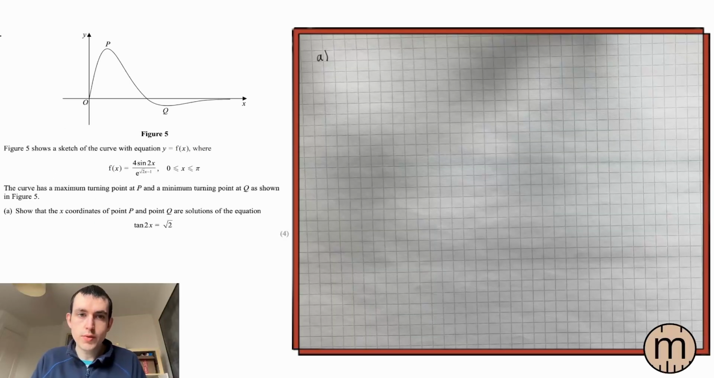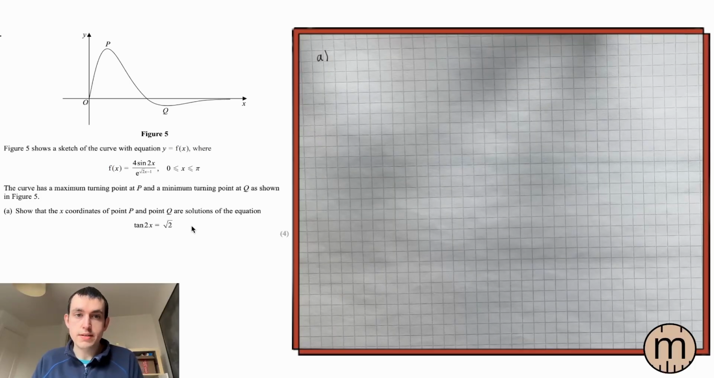If you read through the question, you see that we've got a function f of x equal to a mush of letters and numbers, and it tells us that it's a maximum point at P and a minimum point at Q, which we can see in the diagram anyway. And we want to show that tan of 2x is equal to root 2 at those two points P and Q. If you see maximums, if you see minimums, we're talking about stationary points. So the first thing you need to think of is differentiating and setting equal to 0.